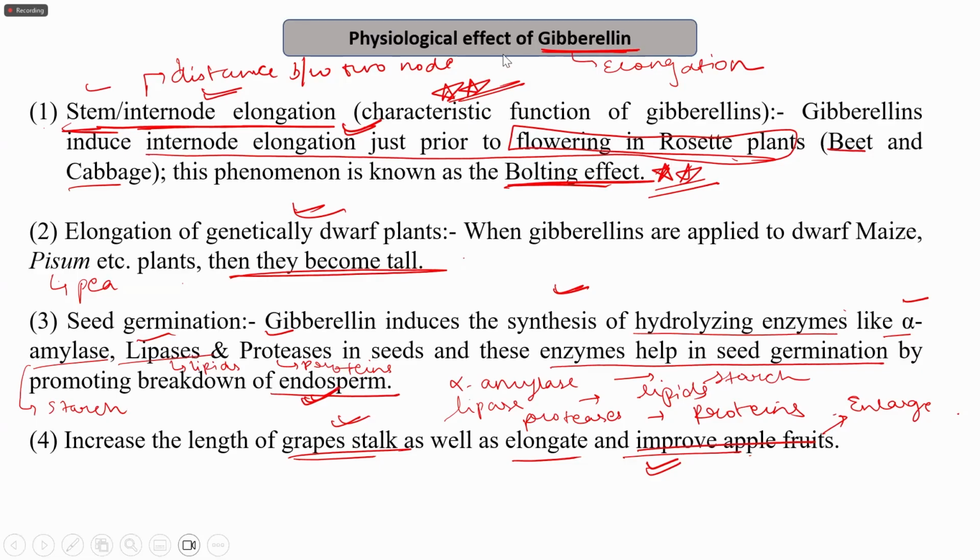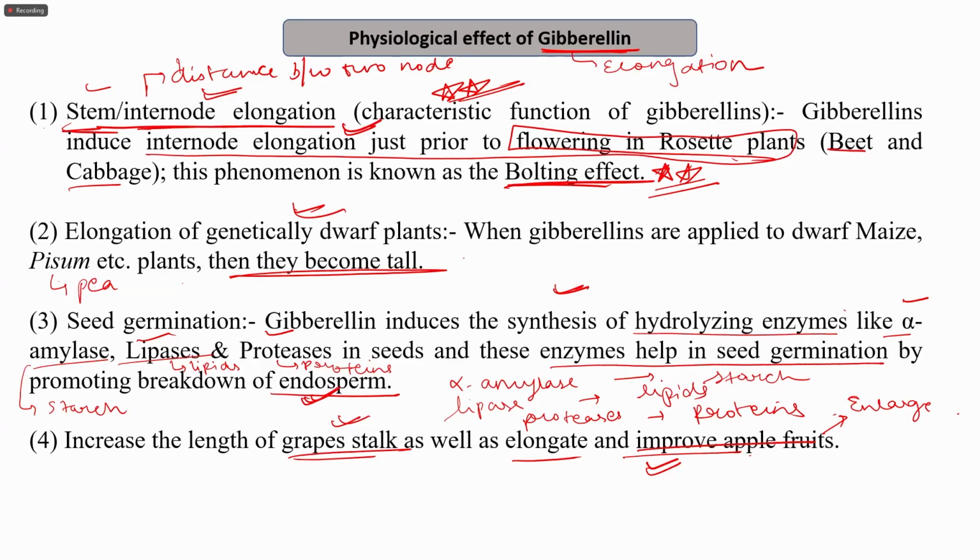Firstly, elongation is very important and is a characteristic function of gibberellin, where it promotes stem or internode elongation. Then elongation of the genetically dwarf plants. Genetically dwarf plants like maize, peas, etc. can become tall under the influence of gibberellin. So when gibberellins are sprayed over them, they elongate.